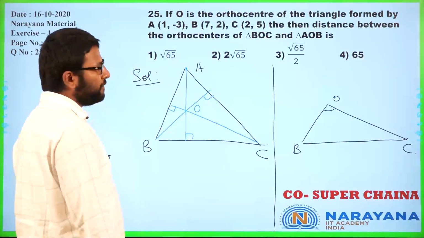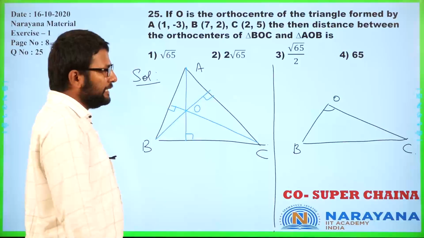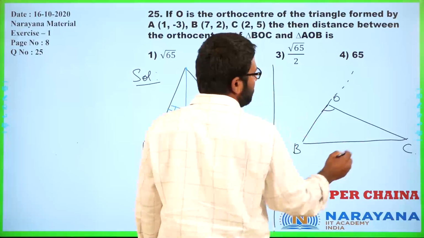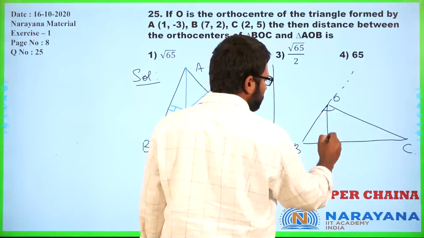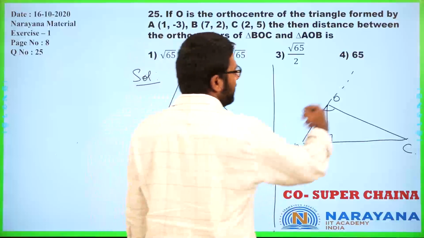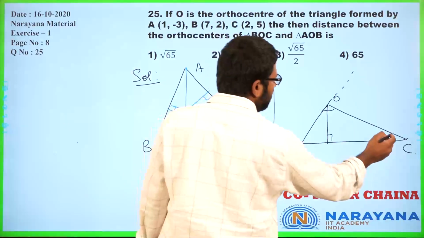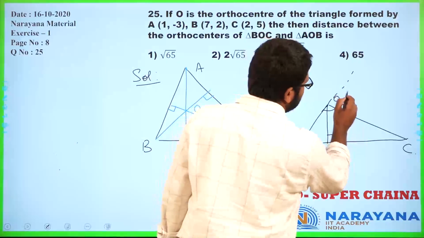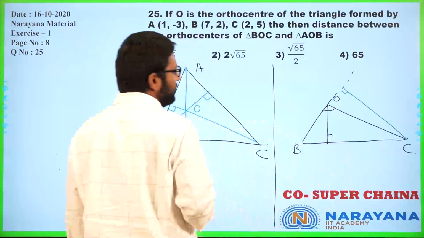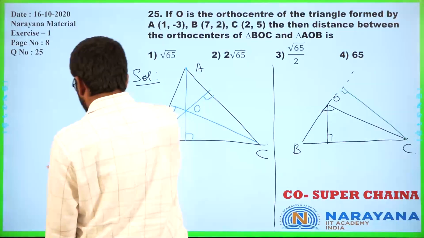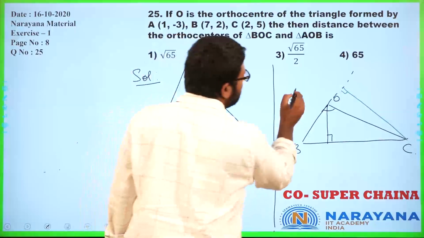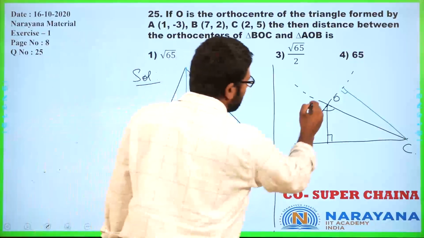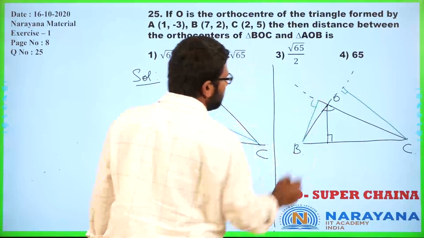Angle is obtuse, which means if I want to draw the altitudes, it must lie outside the triangle, right? So extend this side. Now I want to drop first through O. If you drop an altitude, it will fall like this, right? Then extend BO, and then drop an altitude from C. It will go something like that, right? Then extend OC, drop an altitude through B. It will go something like that, right?